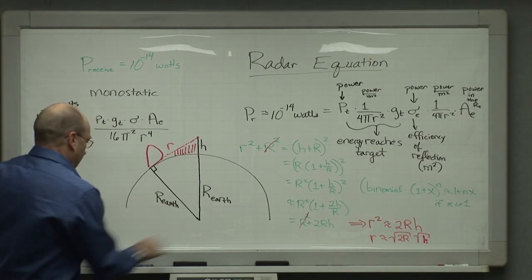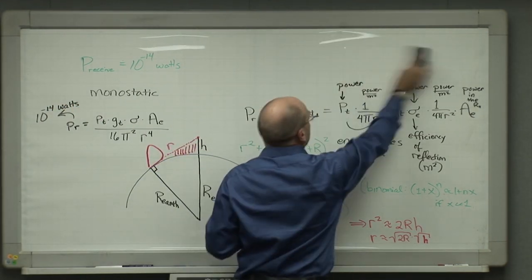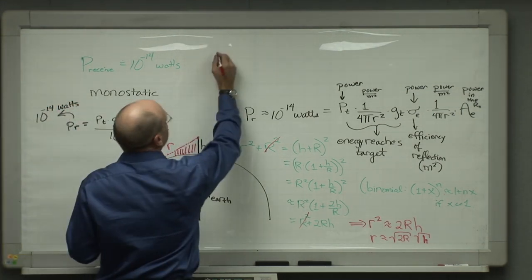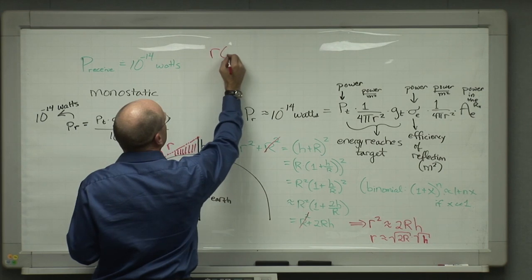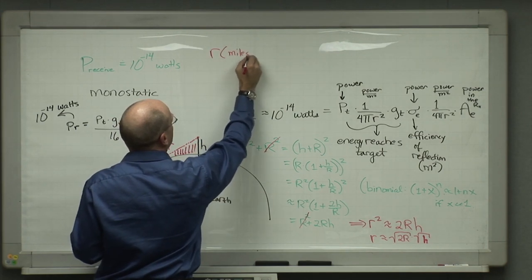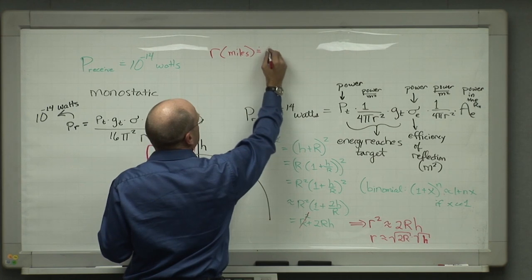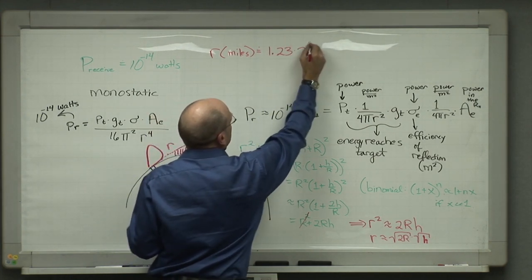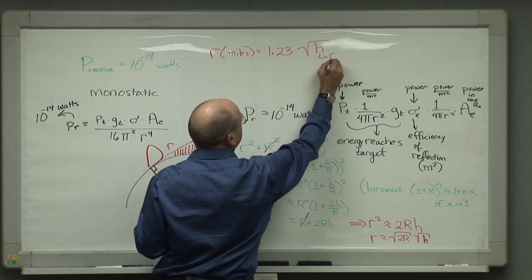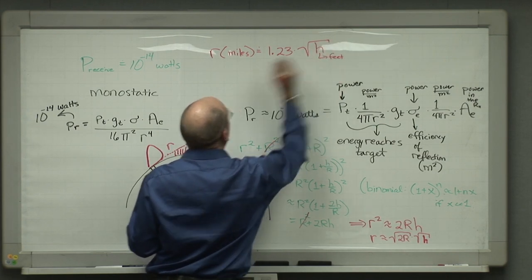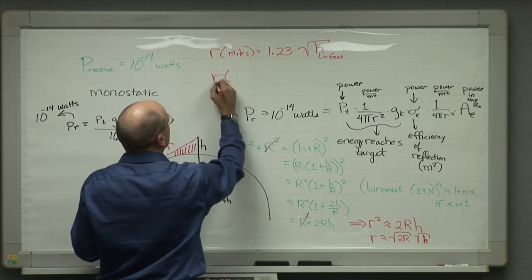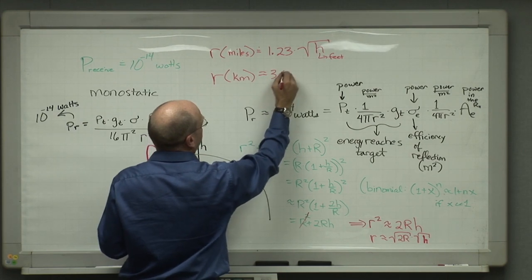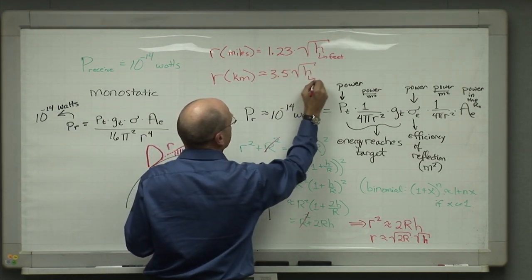Okay. I won't go through the numbers right offhand, but I'll tell you that if you want to know the radius in miles, statute miles, that's approximately equal to 1.23 times the square root of the height in feet, or if you want to get radius in kilometers, that's approximately equal to 3.5 times the square root of the height in meters.